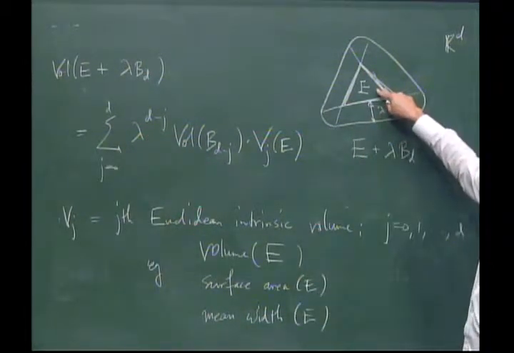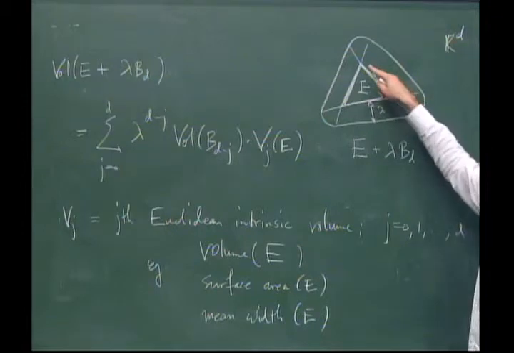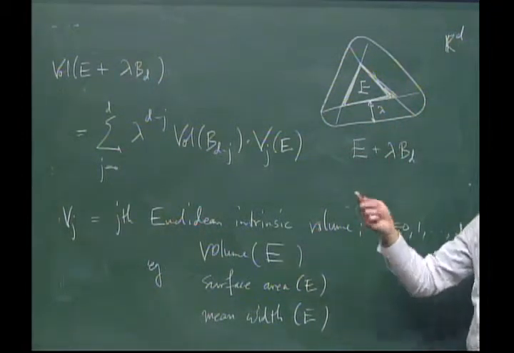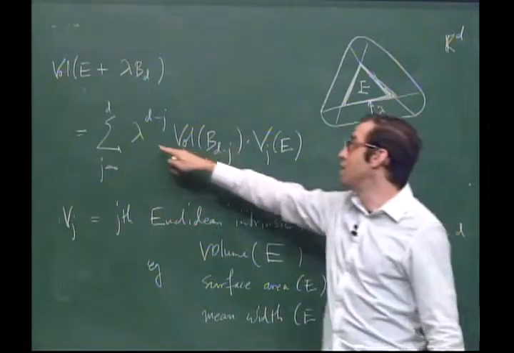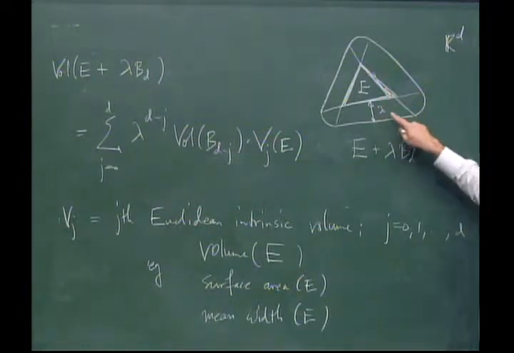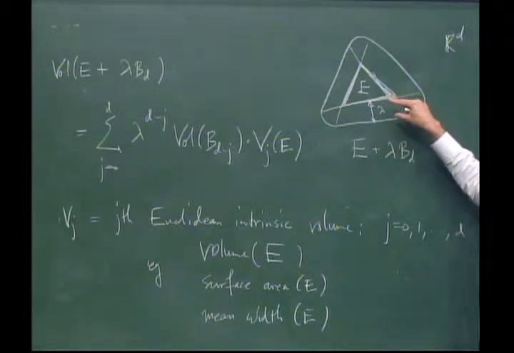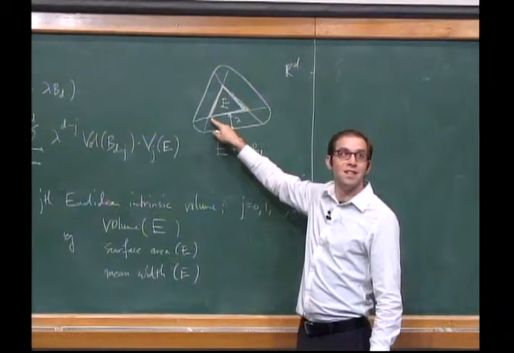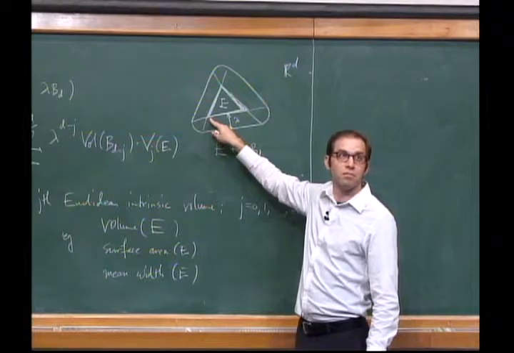So you can see that the term where j equals d just comes from the original set itself. You don't get any more of the set when you expand. And so there is a constant term here. This is lambda to the 0, corresponding with the set itself. The linear term in this picture comes from the parts here along the one-dimensional faces. And the quadratic part comes from the corners, the zero-dimensional faces.